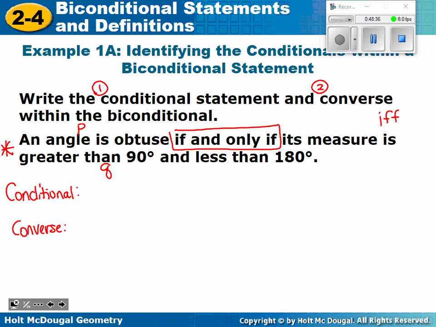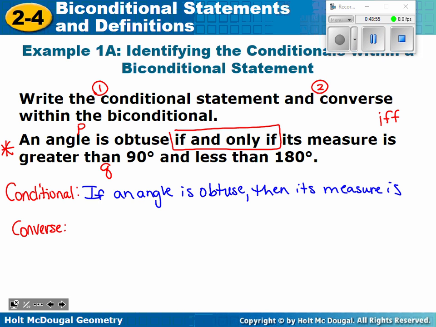If an angle is obtuse, then its measure is greater than 90 and less than 180. Good. So if an angle is obtuse, then its measure is greater than 90 degrees and less than 180. That's a lot of writing, right?